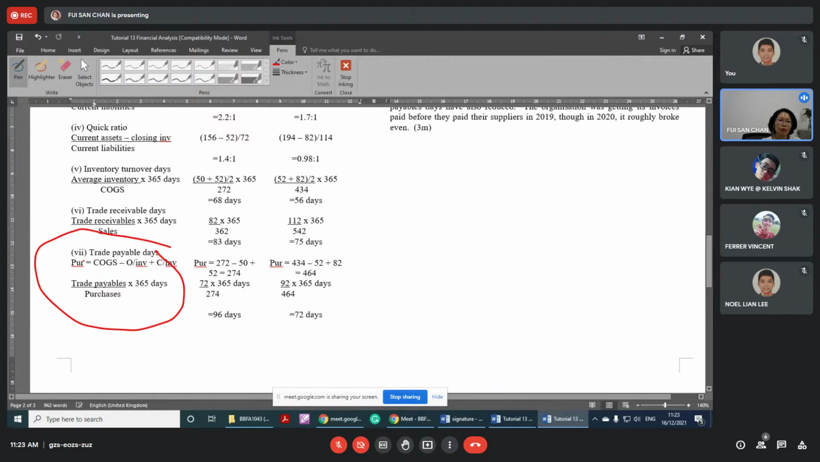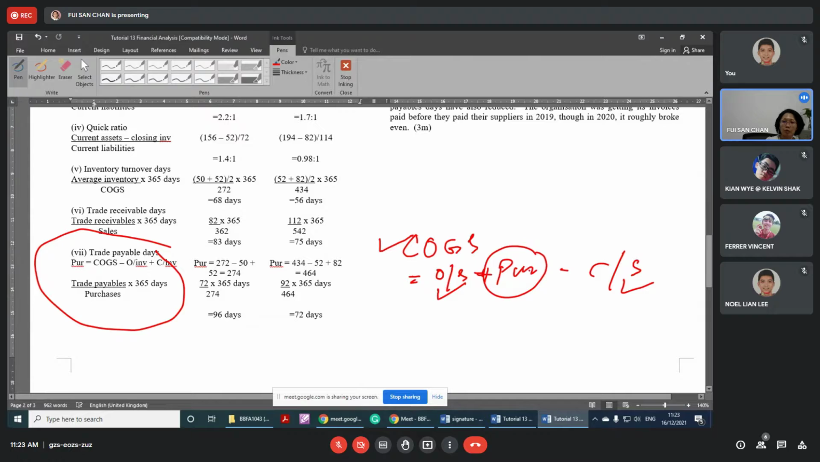You actually need to calculate purchases, because your formula requires you to use purchases. So how to calculate purchases? Make sure you know the formula. Your purchases is under cost of goods sold, so you use your cost of goods sold formula to find your purchases. Cost of goods sold is equal to opening stock plus purchases minus closing stock. In this case, we want to find purchases. The question gave us cost of goods sold, opening and closing stock, so we can find purchases. Once you found your purchases, then you are able to find the trade payable days.